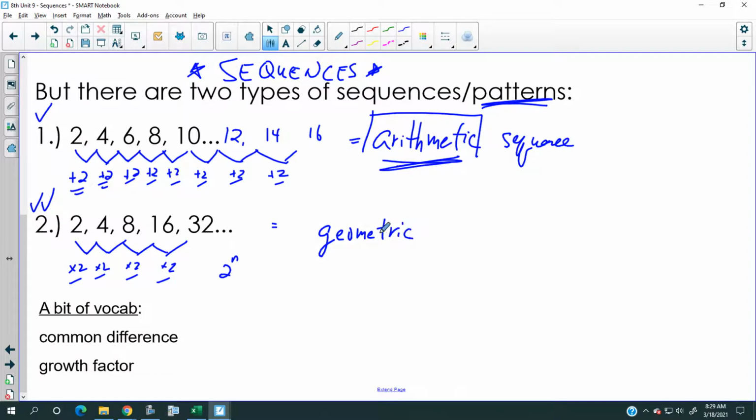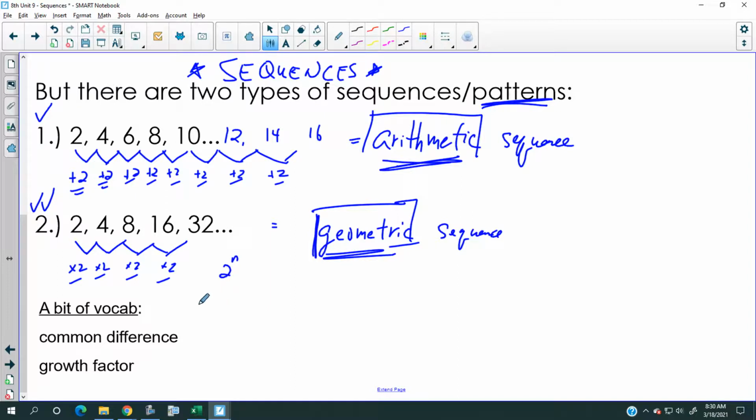Now, when we get into each of these topics, I will spend more time breaking it down a little bit more. But right now, as a general introduction, it's good enough. So geometric sequence, and that's what we call that. Now a couple more terms, and then I'm going to show you just a glimpse of the applications of sequences.